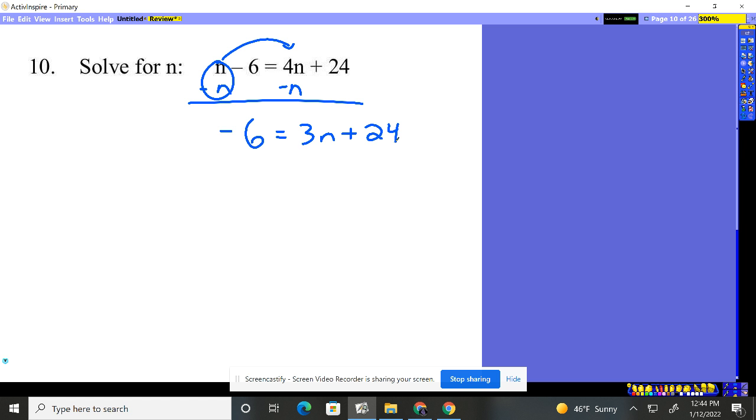You're not used to having the variable over on the right-hand side. You always seem to get it over to the left. It doesn't matter which side of the equal sign it's on. It doesn't matter as long as all the variables go to one side and all numbers go to the other. So I'm now going to move this number over to be with that number. So I subtract 24 from both sides of the equal sign.